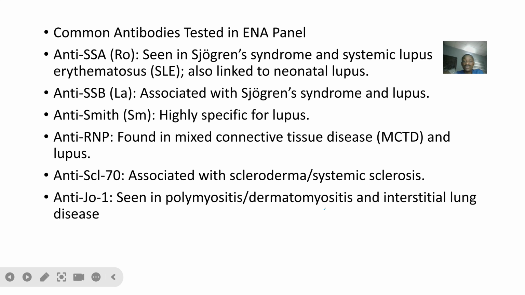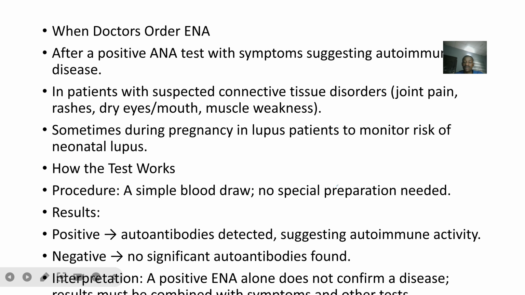So the common antibodies tested in a panel. If they want to do a panel, I will tell you that it's a group of antibodies. So they can test for what? Anti-SSA, they call the Ro, mostly for Sjögren syndrome and systemic lupus erythematosus. Anti-SSB, anti-Smith, anti-RNP, anti-Scl, the anti-Jo1, for polymyositis, dermatomyositis, interstitial lung disease. This one is for scleroderma and systemic sclerosis.